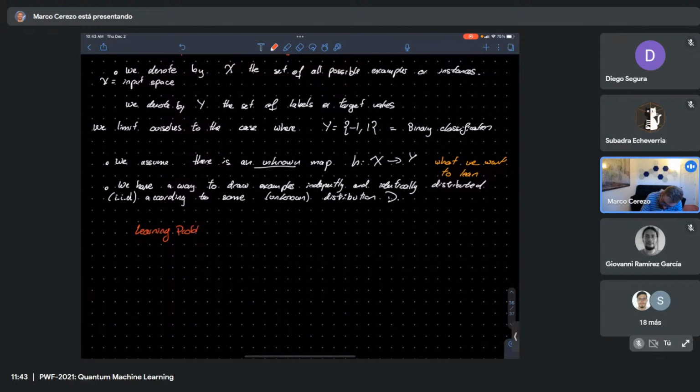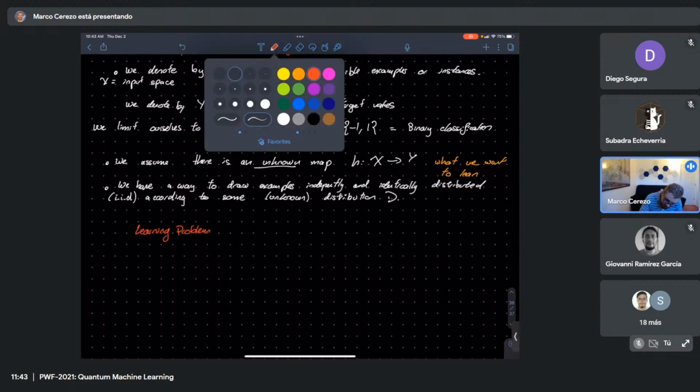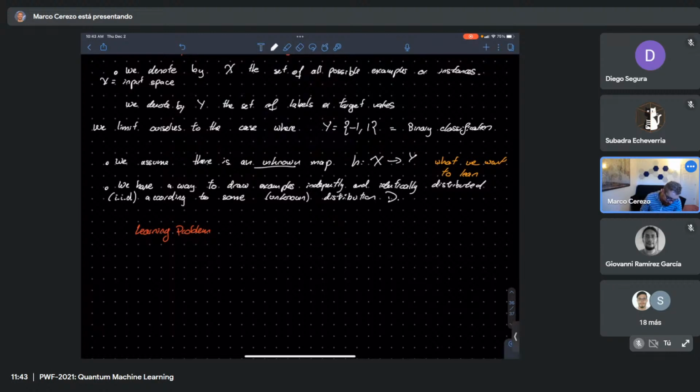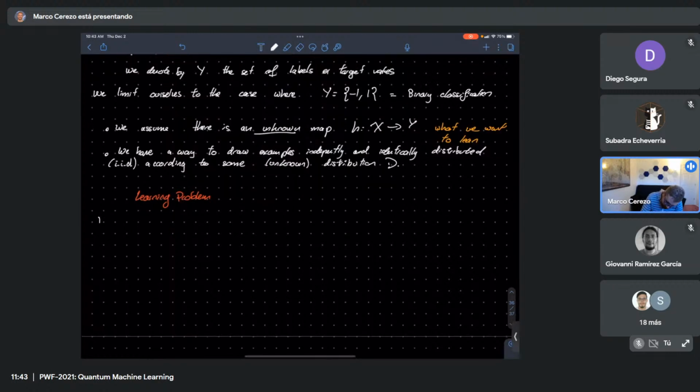And this is at the key of machine learning. So what we have is that we are going to draw IID according to that probability distribution D a bunch of examples that we're going to use. Those examples, we're going to divide them into a training set, which we're going to call S, and a test set, which we're going to call T.